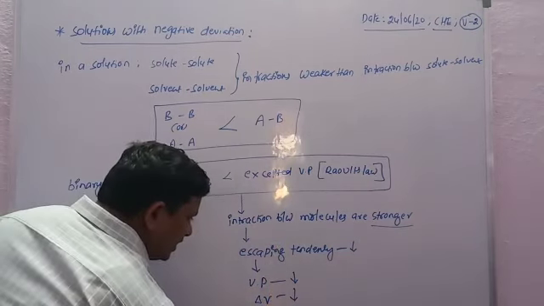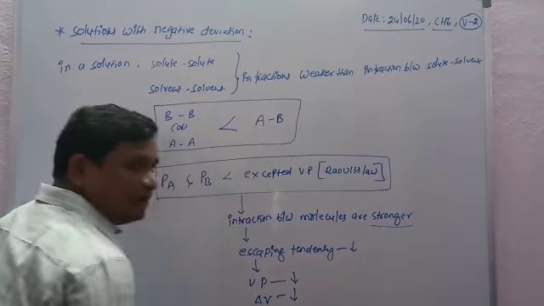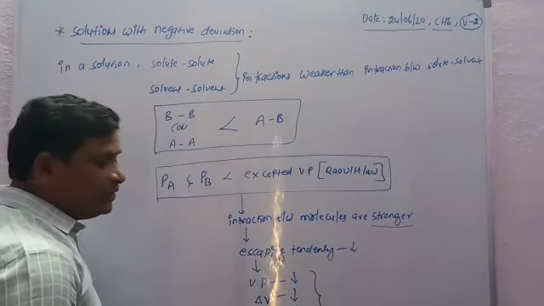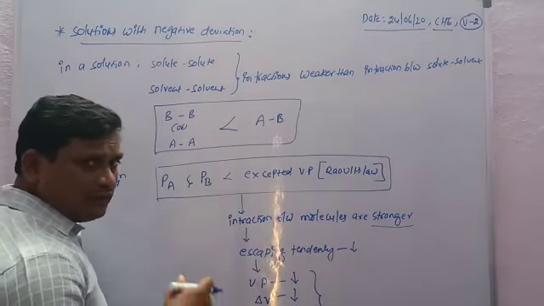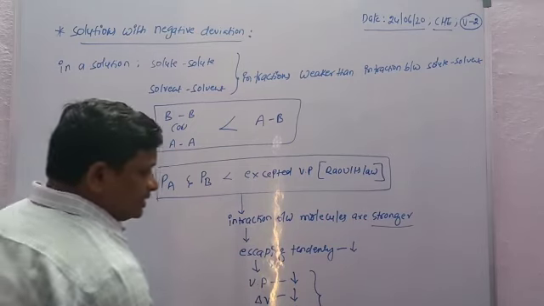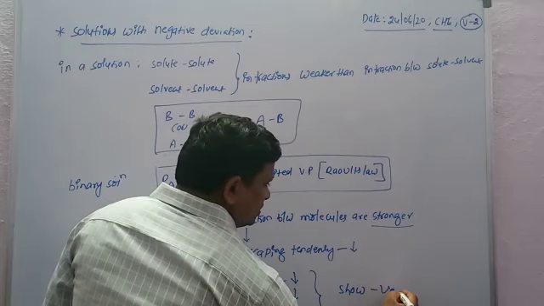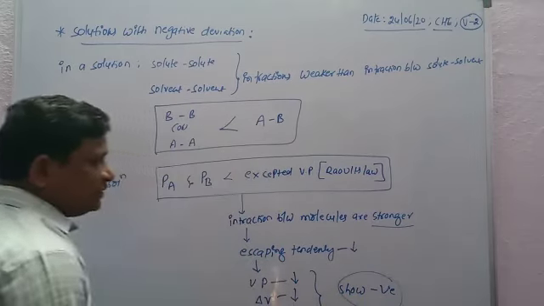If volume decreases, then the change in enthalpy also decreases. Now this solution deviates from ideal behavior, and it also shows negative deviation.